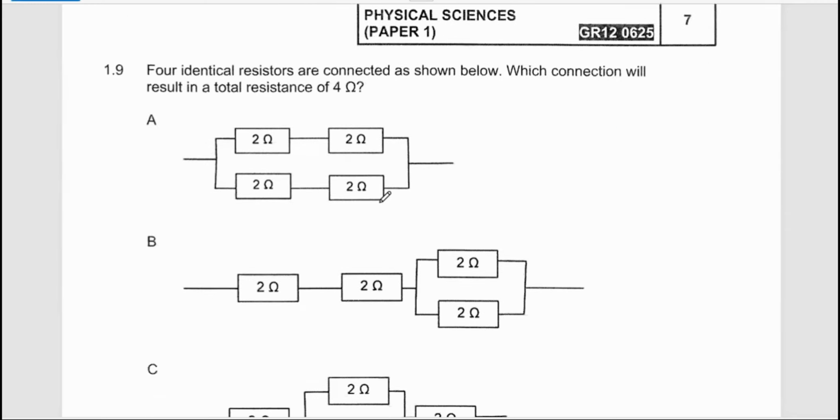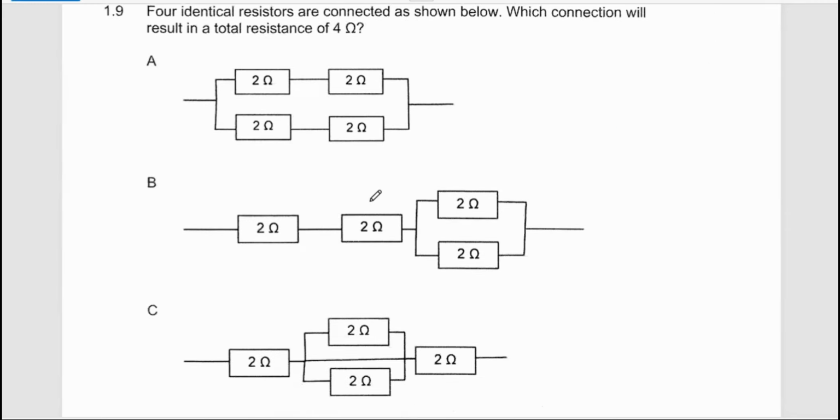And then 1.9, 4 identical resistors are connected as shown, which connection will result in a total resistance of 4 ohms. Let's see, resistor by resistor, okay, option by option. So here we have 2 in series, okay, meaning that when we add the top, we're going to have a 4, and then we're going to have a 4. Then these 2 will be in parallel, okay?